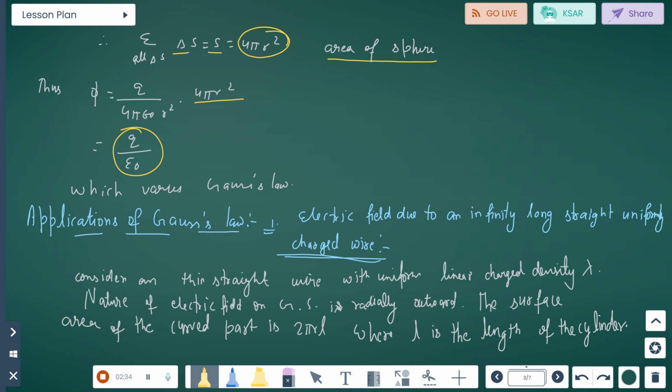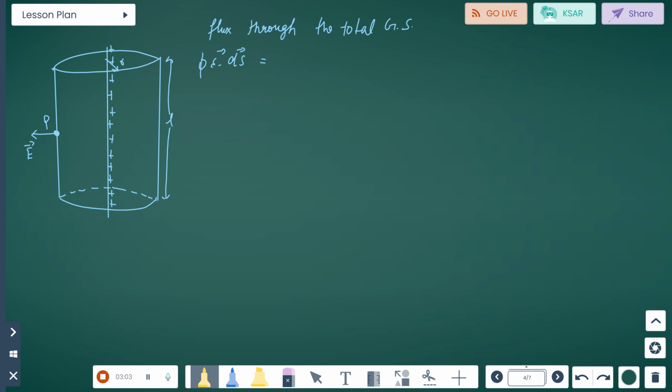Now applications of Gauss law. First is electric field due to an infinitely long straight uniformly charged wire. Consider a thin straight wire with uniform linear charge density lambda. Nature of electric field on the Gaussian surface is radially outward. The surface area of the curved part is 2 pi r l, where l is the length of the cylinder, r is the radius, P and E vector.